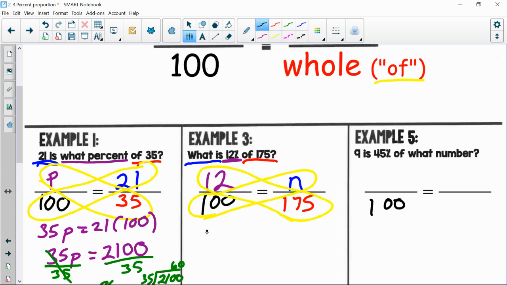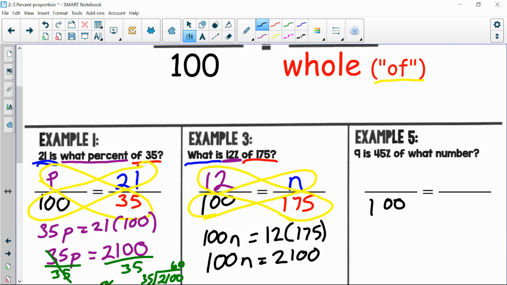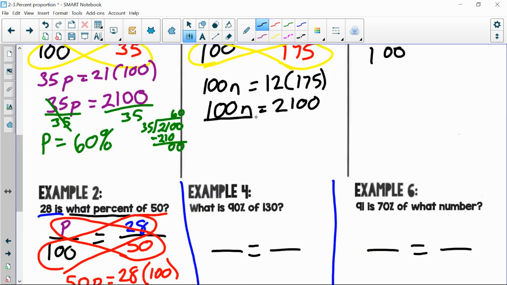So I have 100N equals 12 times 175. Okay. And 12 times 175 is actually 2100. So these are the easy parts because you're just dividing by 100. So division is super easier with this. Remember, you're either moving your decimal over twice or you're canceling out your zeros. So we know n equals 21.